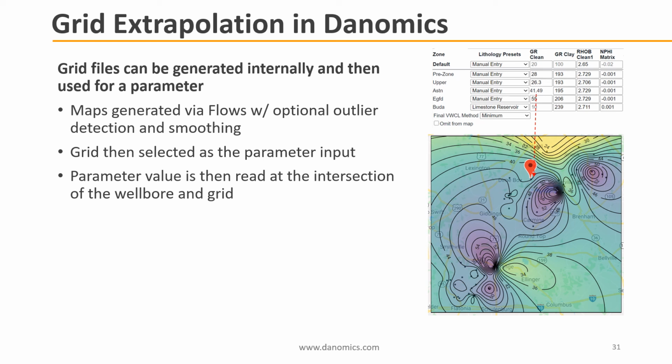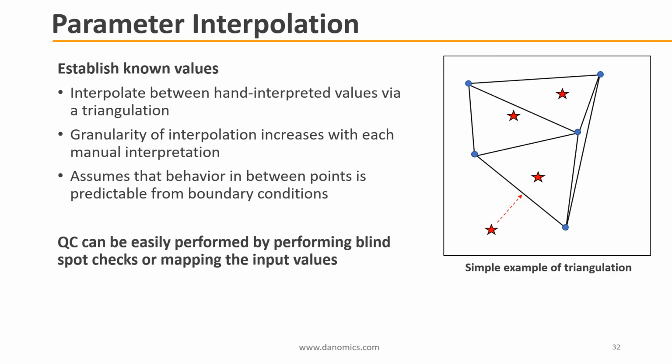However, you're not just limited to grids in Danomics. We also have what we call parameter interpolation, where essentially, if you have interpreted multiple wells, you can use those hand-interpreted values to populate parameters from other values.